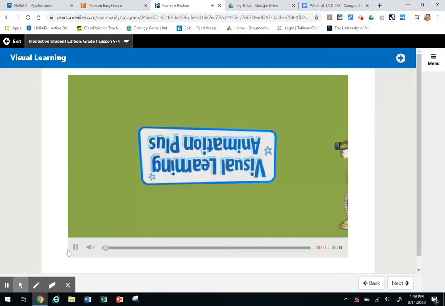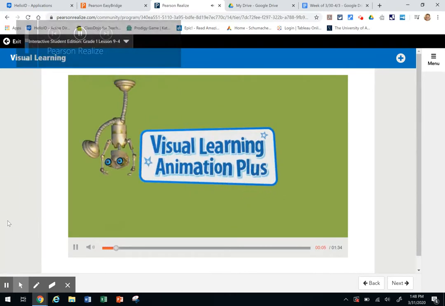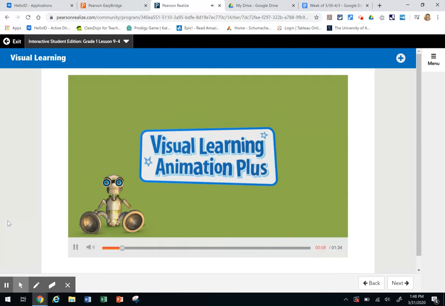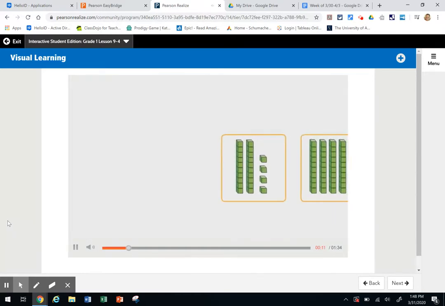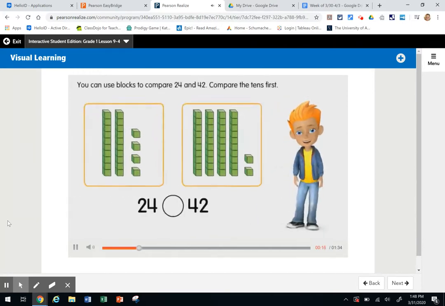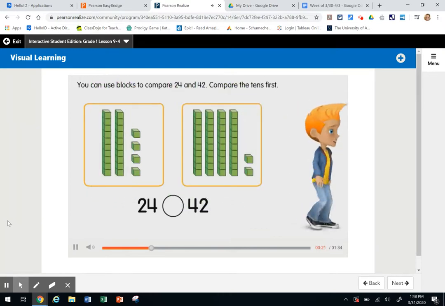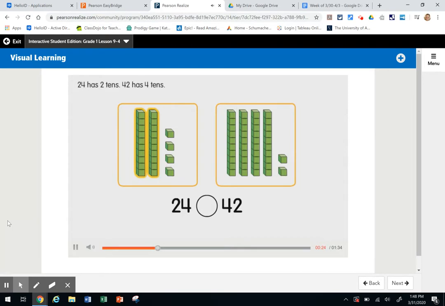All right, here we go. You can use blocks to compare 24 and 42. Compare the tens first. 24 has 2 tens. 42 has 4 tens. 24 has fewer tens than 42. So 24 is less than 42.